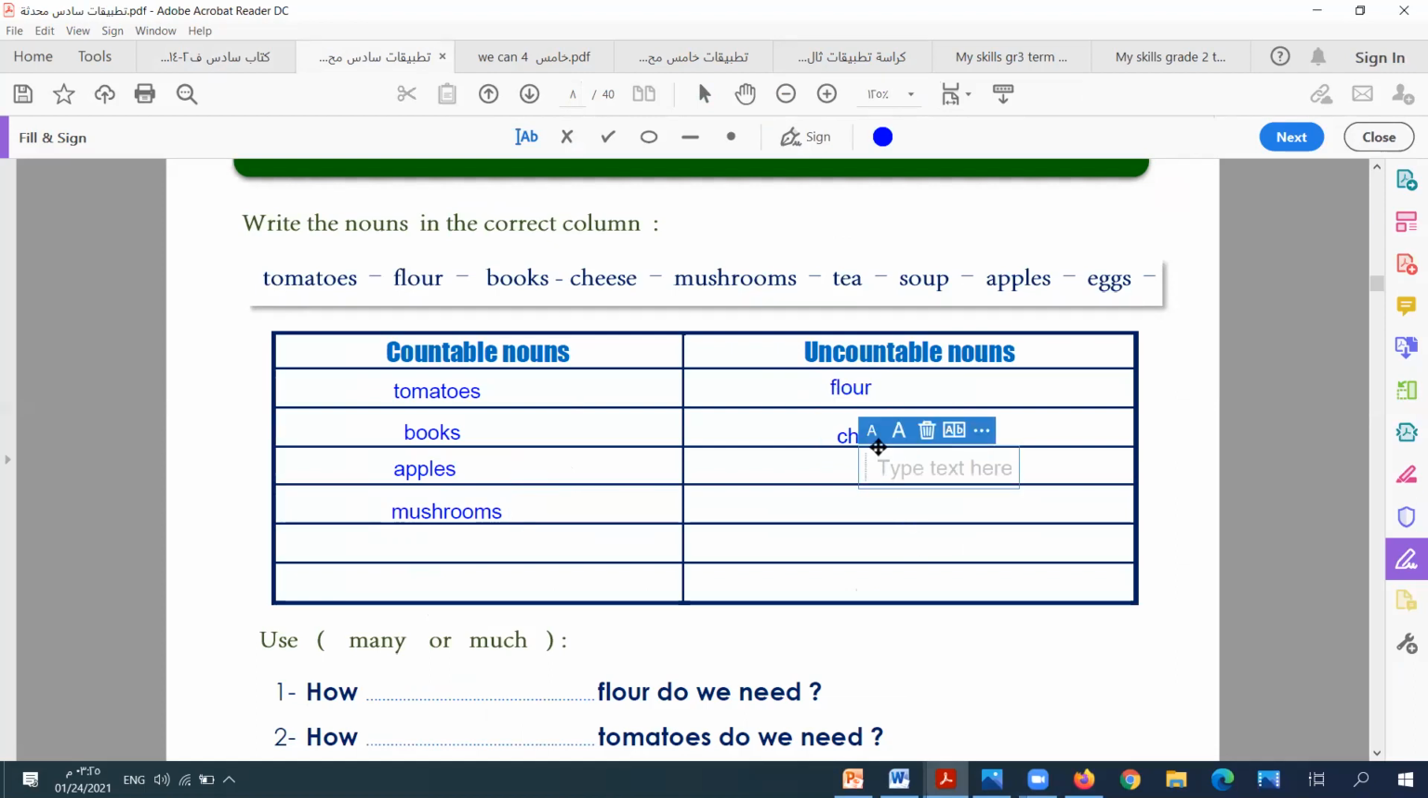Okay, what else? Tea, yeah, tea is an uncountable noun. And here I'm gonna write soup. Okay, soup is an uncountable noun. We have eggs here. Eggs is countable. Okay, these are eggs.